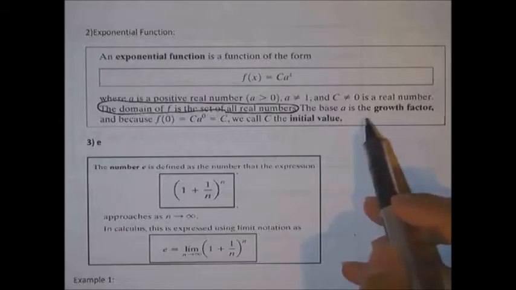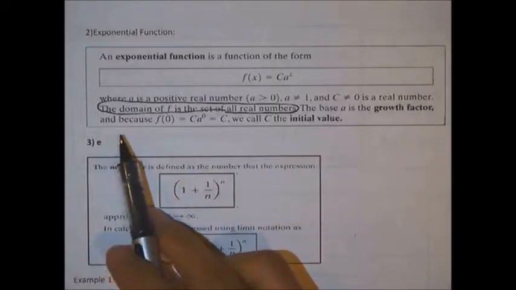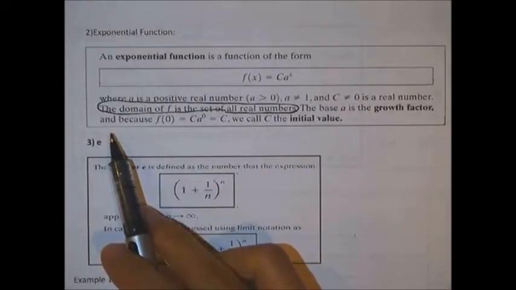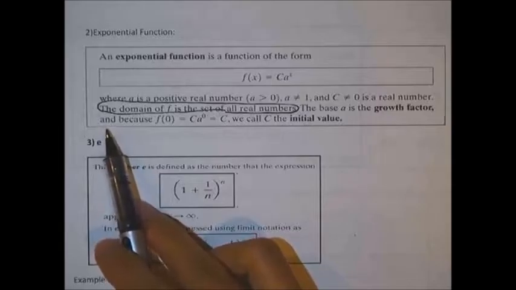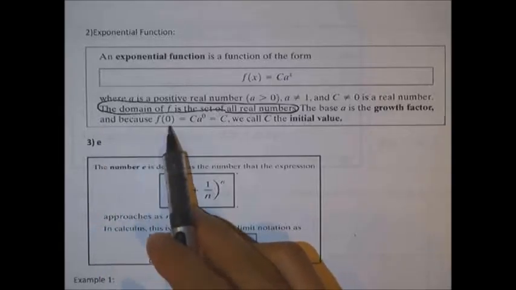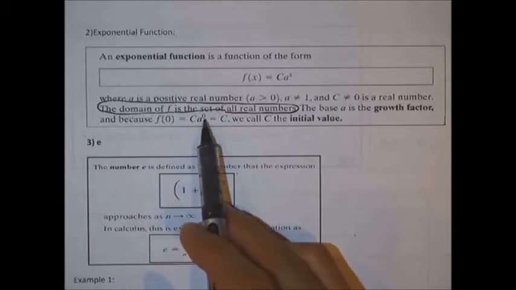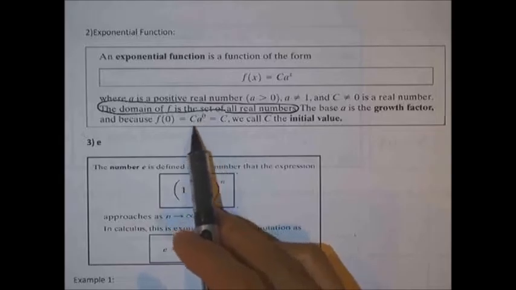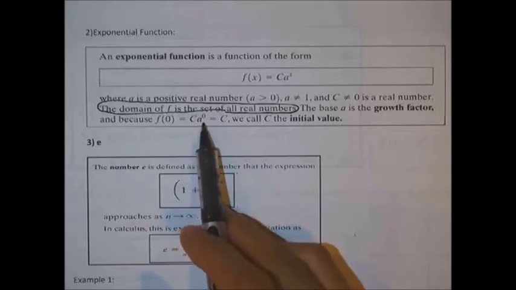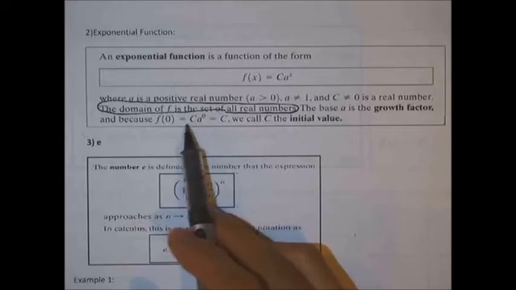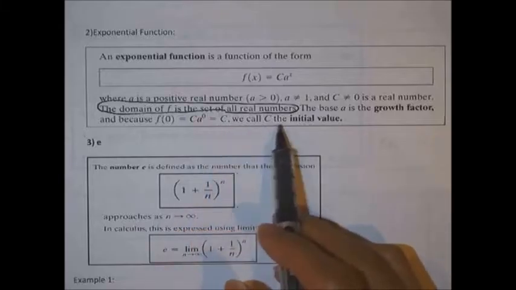The base a is a growth factor, okay? We're going to talk about growth or decay. And because f of 0, this is your input, equals the initial value times your base to the 0 power, a to any number to the 0 power is always going to be 1. 1 times c is c. We call c the initial value.